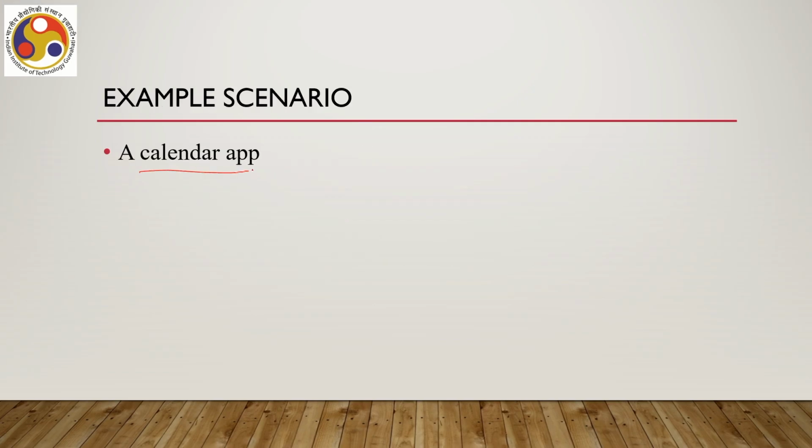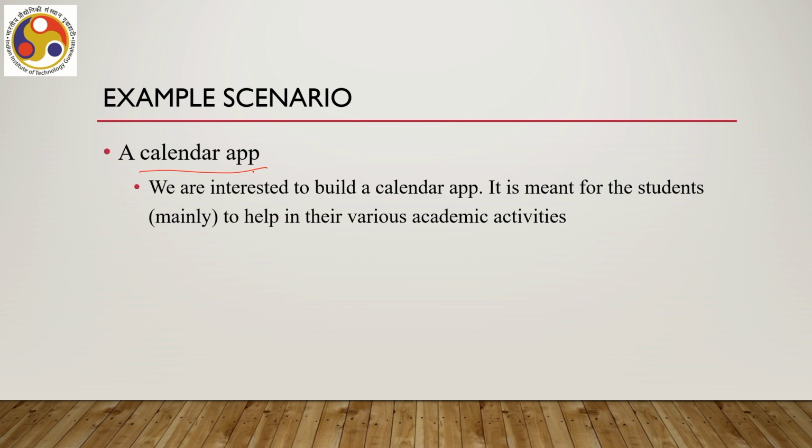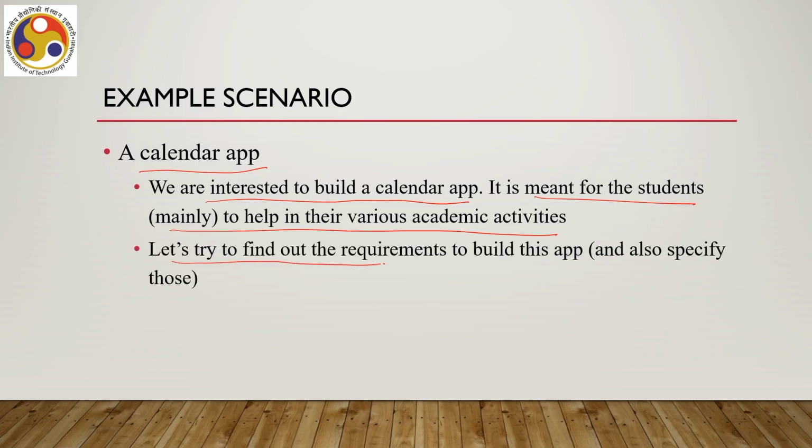The calendar app, we have earlier seen the calendar app. Now, we are interested to build the app. It is meant for the students mainly to help in their various academic activities. We have already been introduced to that application earlier. Let us try to find out the requirements to build this app and also specify those, so that it is easier to implement. Earlier we talked about guidelines, but also we mentioned that this is just the requirement, not how to implement it. Now, let us see from the guidelines how we can specify them, so that it is easier to implement with respect to this second example.